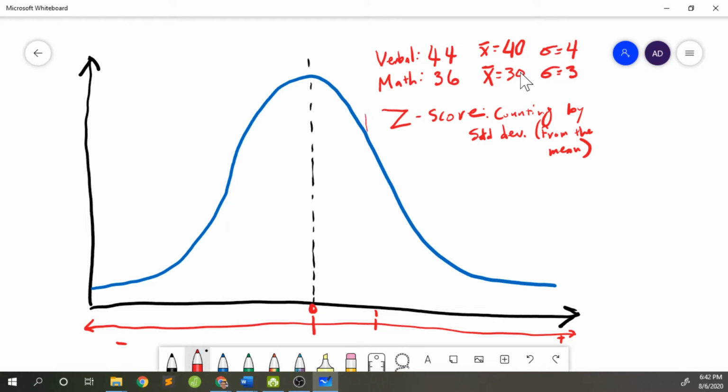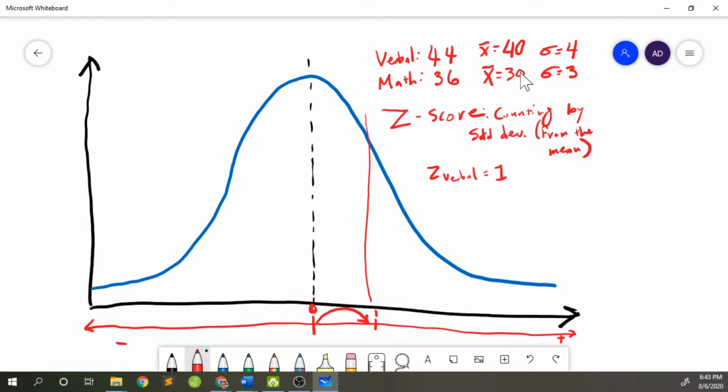So that would be here. And that's exactly where I am. So in this case, my z-score, I'm going to say z verbal, equals 1. Right? Because if this was 40 and this is 44, that's 1 standard deviation.